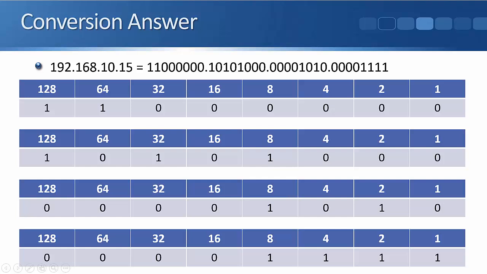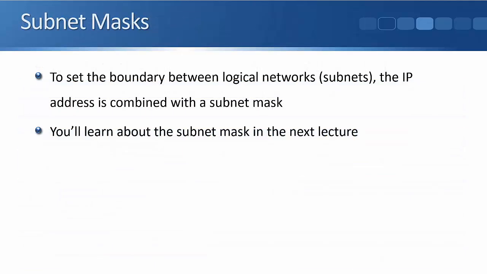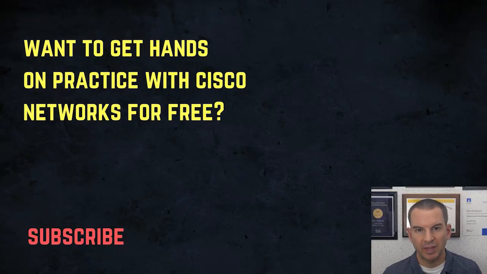And if you look at the top of the slide here, that should have been your final output. That is the complete IP address in binary. Hopefully you found that really simple. With just a tiny bit of practice, you'll be able to do this without hardly even really thinking about it. Okay, so that's how we figure out the IP address. To set the boundary between our logical networks, our subnets, the IP address is going to be combined with a subnet mask.